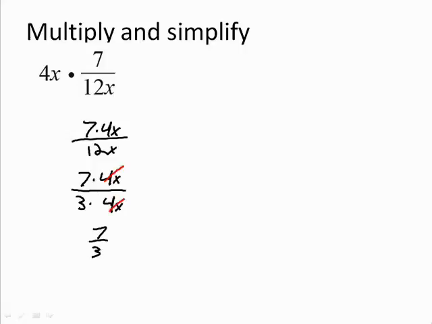The domain of this expression has to be the same as the domain of the original expression. You took 4x out of the denominator. If 4x is equal to 0, then the entire expression is undefined. So set 4x equal to 0 and solve for x. 4x equals 0. Divide each side by 4. X equals 0. So x cannot be equal to 0.